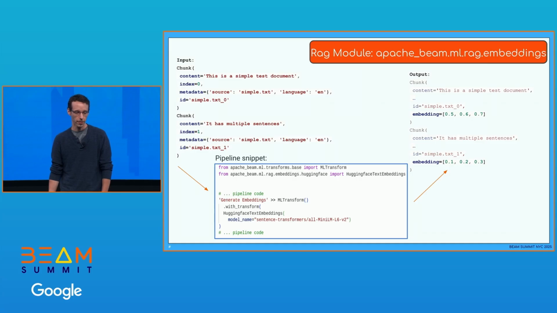So here's an example of using Hugging Face text embeddings. Our input is chunks, and as you see, the embeddings have not yet been generated. We configure our Hugging Face model with a simple small model, chain it in our ML transform, and the output is our original chunks. And as you can see, the embeddings are now generated.